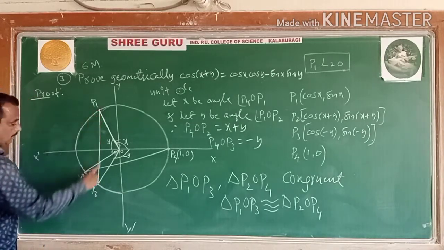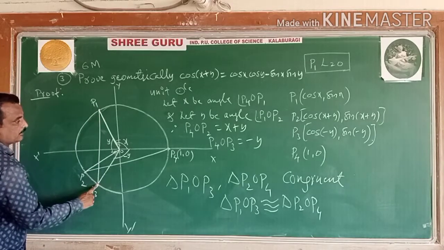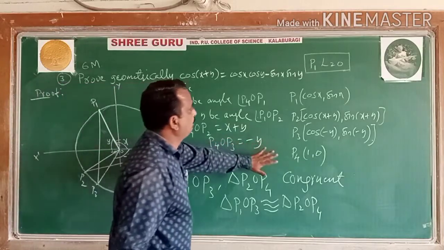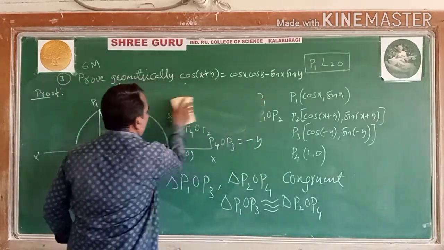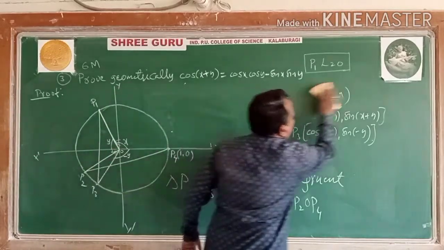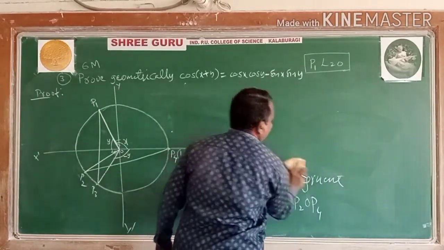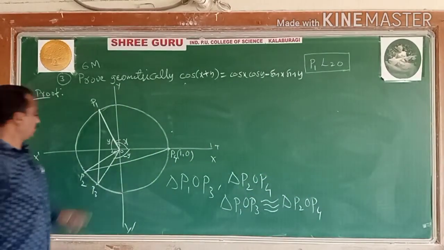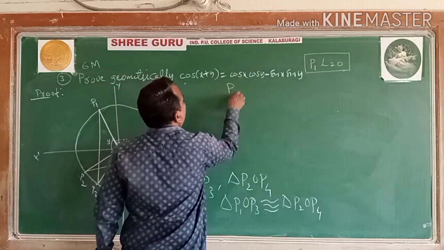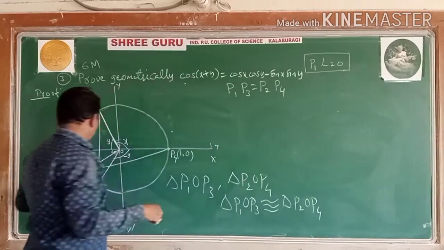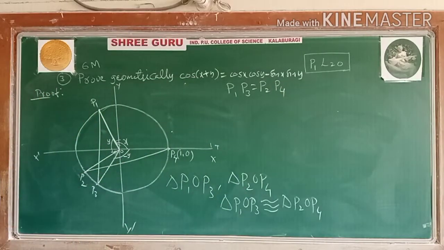So here P1P3 is equal to P2P4. Here I will remove this one, students. If two triangles are congruent, then their corresponding sides are equal. Now see the two sides I am taking here: P1P3 is equal to P2P4. Here I am considering these two sides.